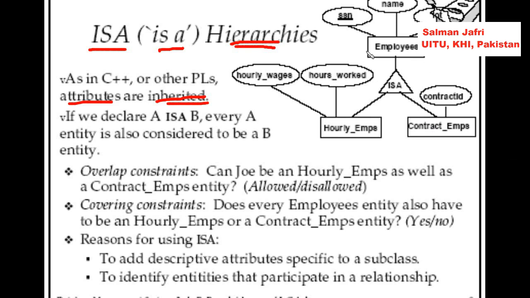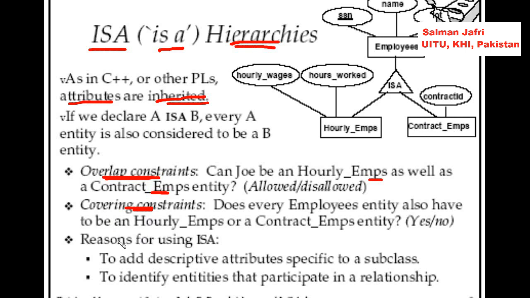So now when we talk about inheritance and other things, we can think about constraints, overlap constraints and covering constraints. What are overlap constraints? Can an employee, for example Joe, be an hourly employee as well as a contract employee entity? We'll have to see whether it is allowed or disallowed. And there can also be covering constraints. Does every employee entity also have to be an hourly employee or a contract employee entity? Yes or no? Can an employee be just an employee, not an hourly employee and not a contract employee? So this would be called covering constraints.